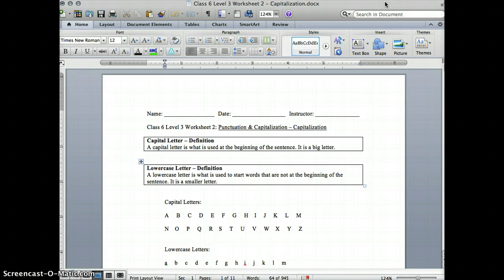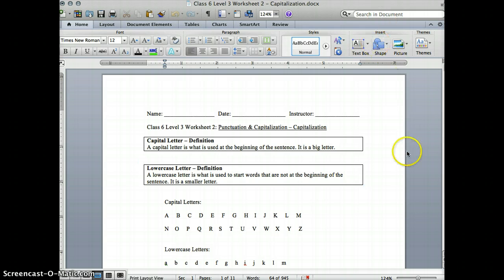So let's learn what a capital letter is versus what a lowercase letter is. A capital letter is what we use at the beginning of a sentence, and it's a big letter. And a lowercase letter is what is used to start words that are not at the beginning of the sentence. There are a few exceptions, which we'll go over in future worksheets.